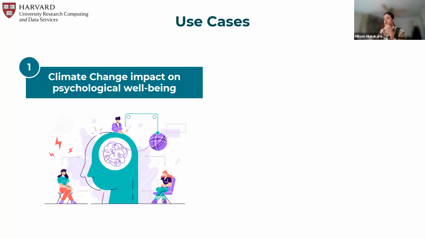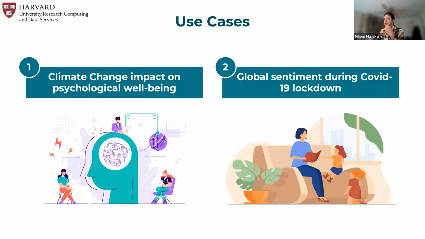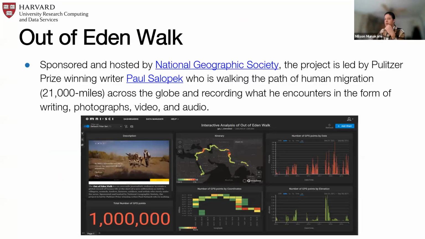So this kind of data set can be useful for research or for other purposes. They can use it for climate change impact analysis on psychological well-being, and also for global sentiment analysis during COVID-19. And the same kind of environment and infrastructure can be used to host other applications. So the same heavy AI GPU-backed web server or database server can be used to host another application. It's called Out of Eden Walk.